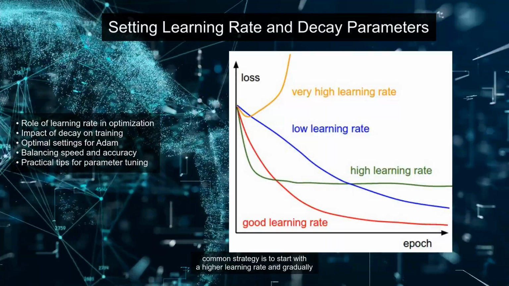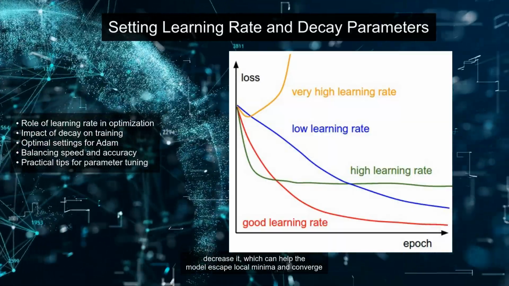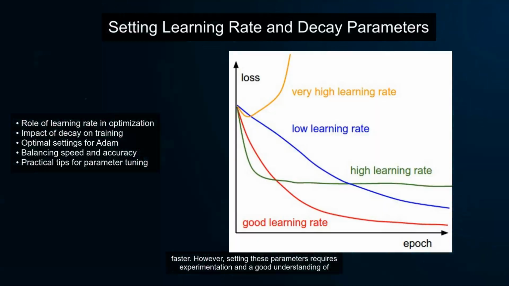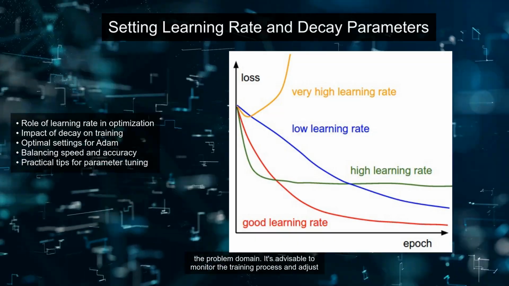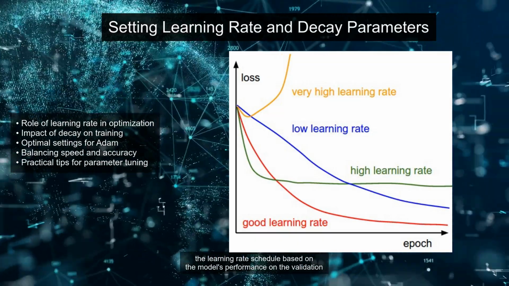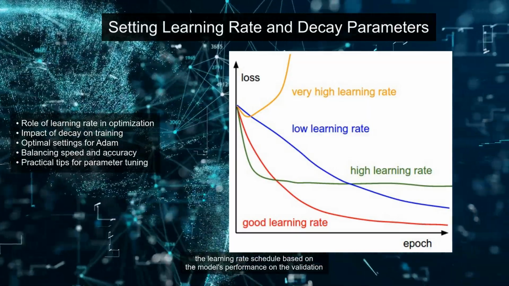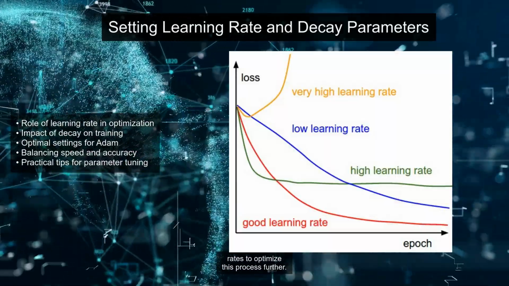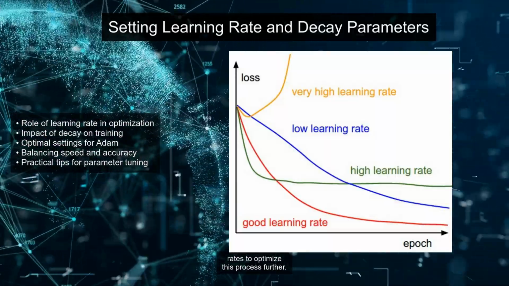A common strategy is to start with a higher learning rate and gradually decrease it, which can help the model escape local minima and converge faster. However, setting these parameters requires experimentation and a good understanding of the problem domain. It's advisable to monitor the training process and adjust the learning rate schedule based on the model's performance on the validation set. Practitioners often use techniques like learning rate annealing or cyclical learning rates to optimize this process further.